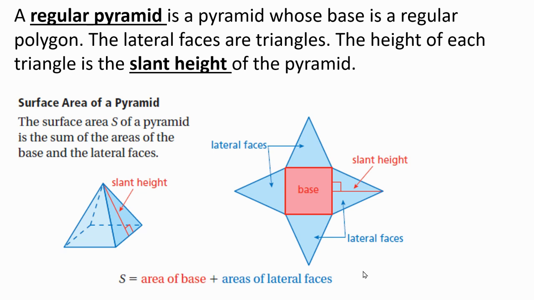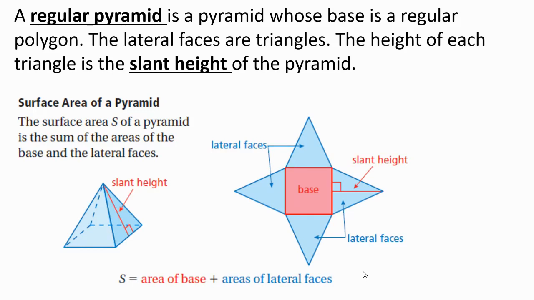All right, today we are talking about a regular pyramid, and we want to find the surface area of a regular pyramid. Now, a regular pyramid is one that has a base that's a regular polygon. That means basically the base has to have all equal sides. So we're going to be mostly talking about square pyramids or equilateral triangle pyramids.